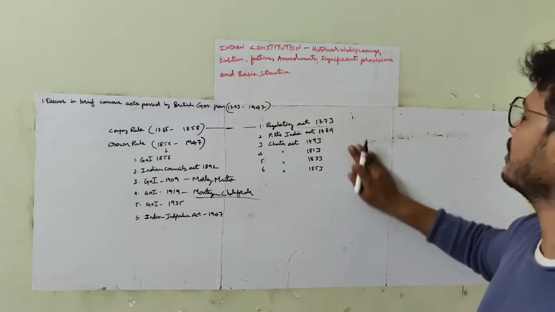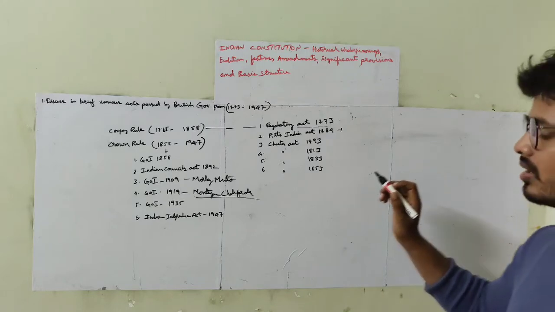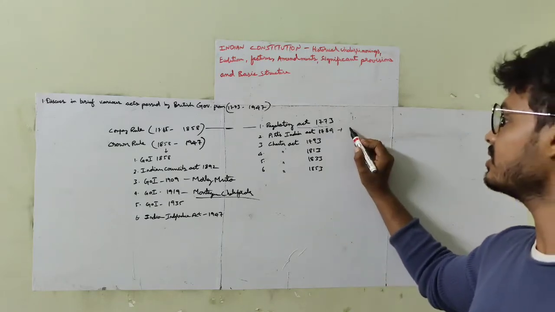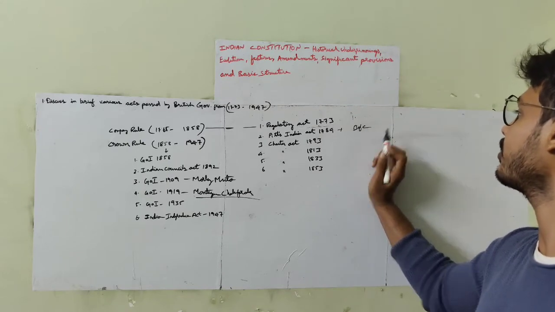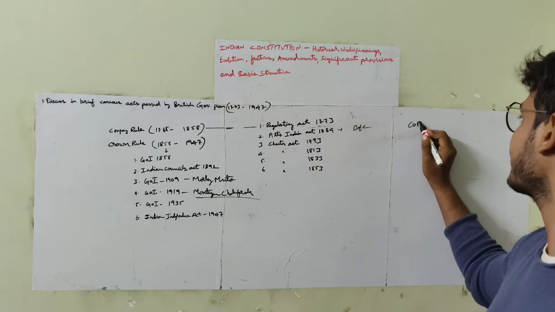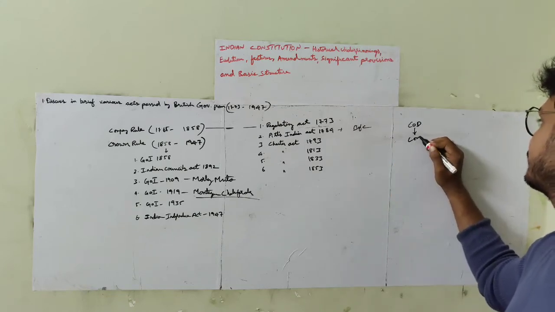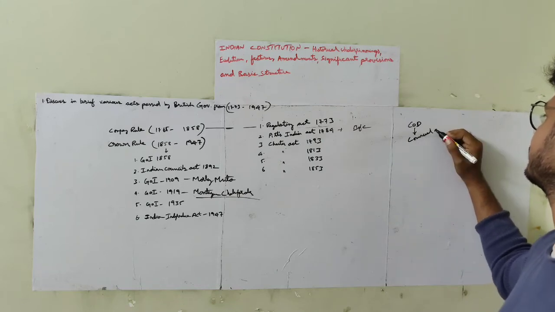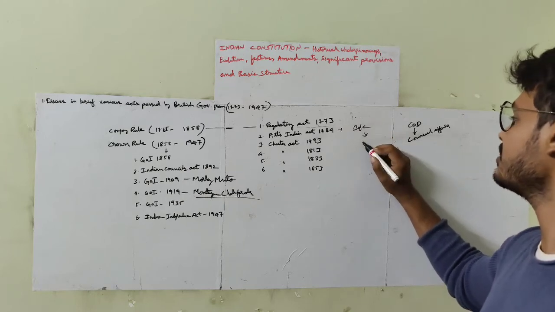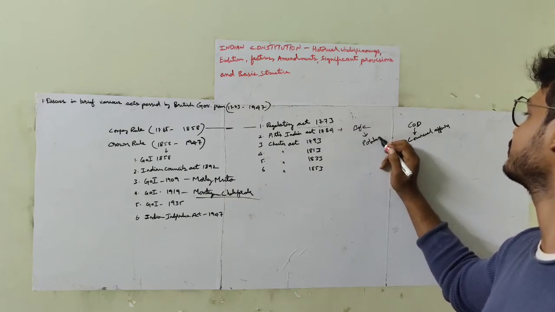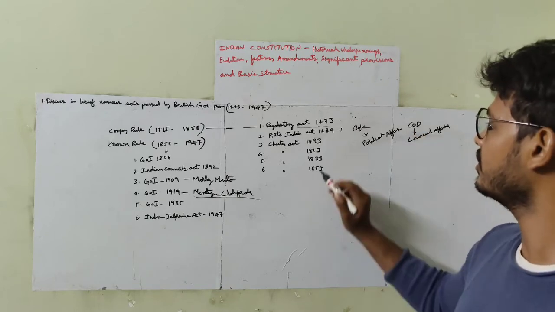Remember these. The second act is Pitt's India Act of 1784. This is not that important, but the most important point is that they created one separate body called the Board of Control. So the Court of Directors was left to manage the commercial affairs of the company, and the Board of Control managed political affairs. These are the two acts.